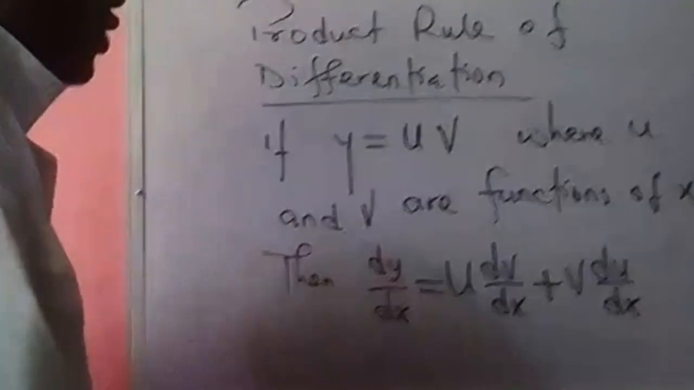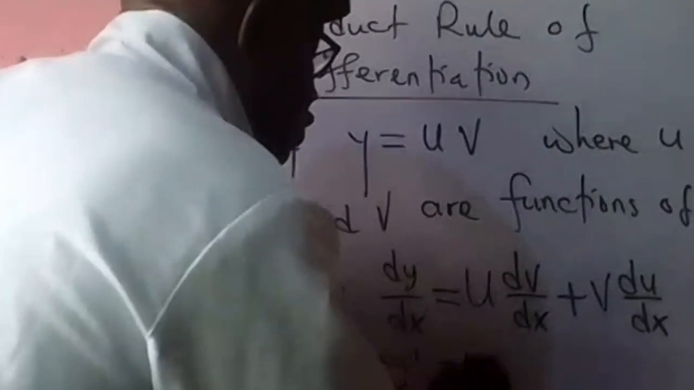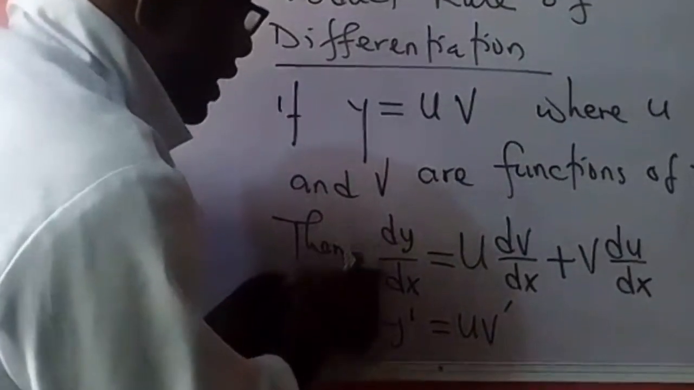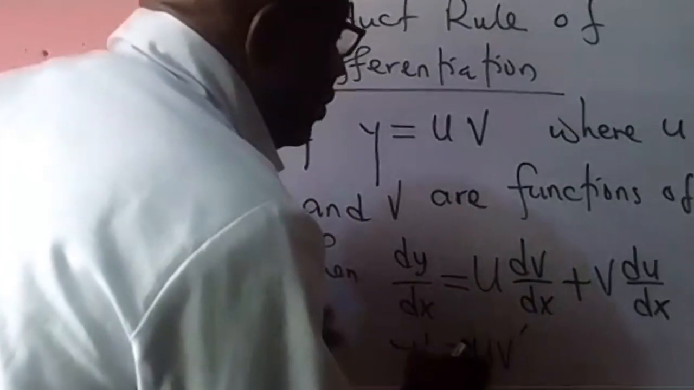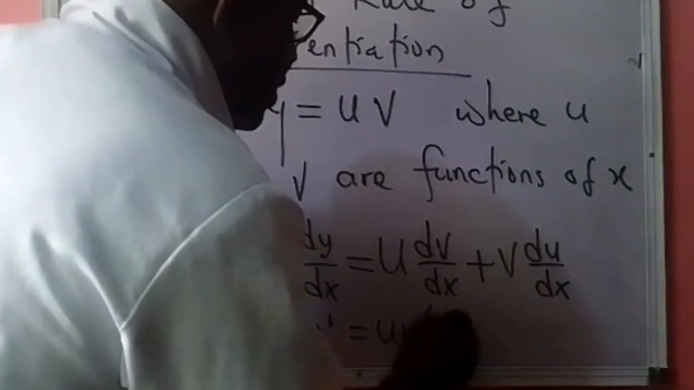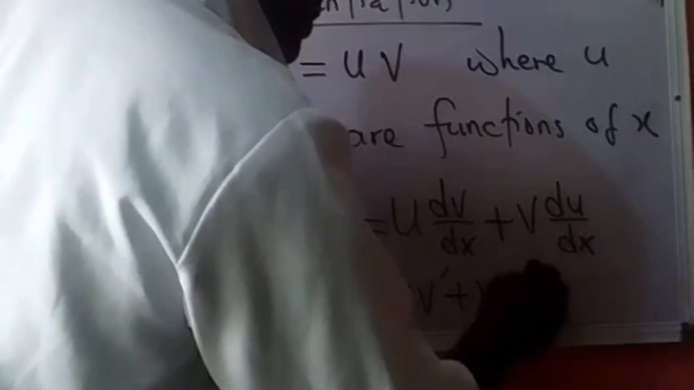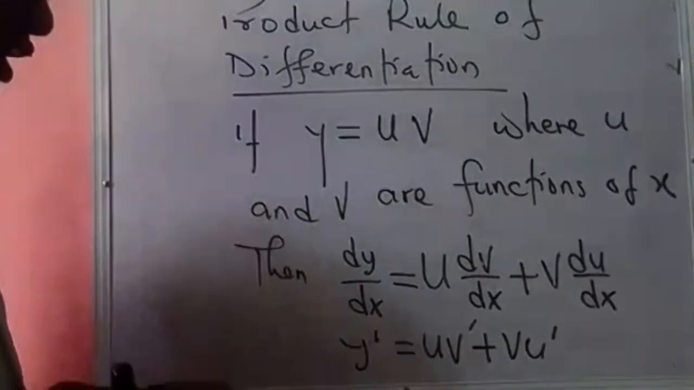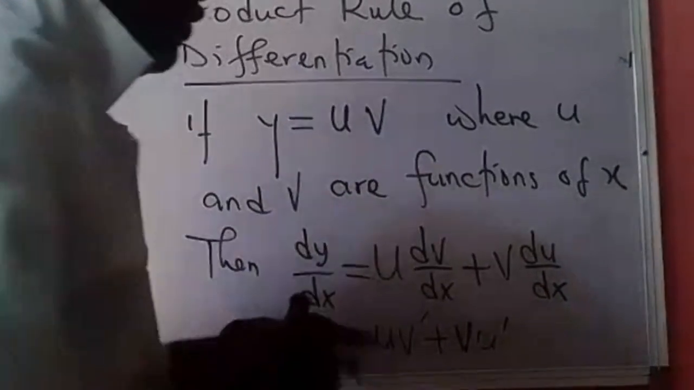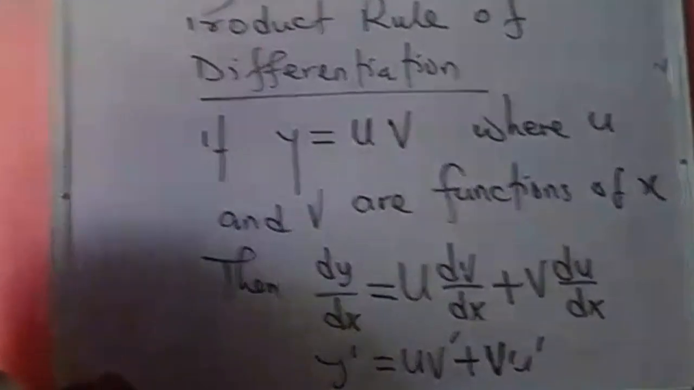We can write this in terms of prime. I can write this as y prime is equal to u v prime, because y prime means dy/dx. So I have u, and since I have dv/dx, I can write this as v prime, plus v. Again, I have du/dx, I can write this as u prime. And so what I have there is the same formula but in terms of prime. So they are all products of two functions.